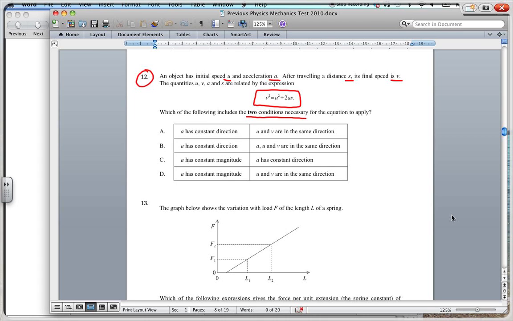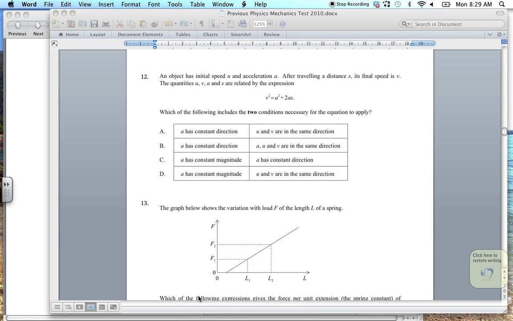Going through them, we're going to have C, because a has a constant magnitude and a has a constant direction. These formulas always apply to uniform acceleration. So that is C. Good. All right, going on to question 13. Just pull it up here.